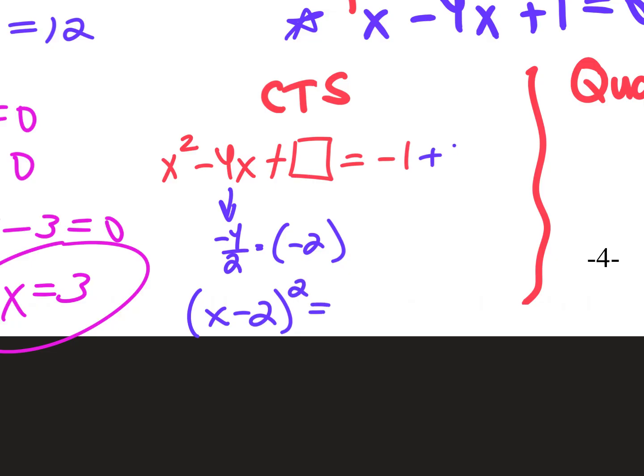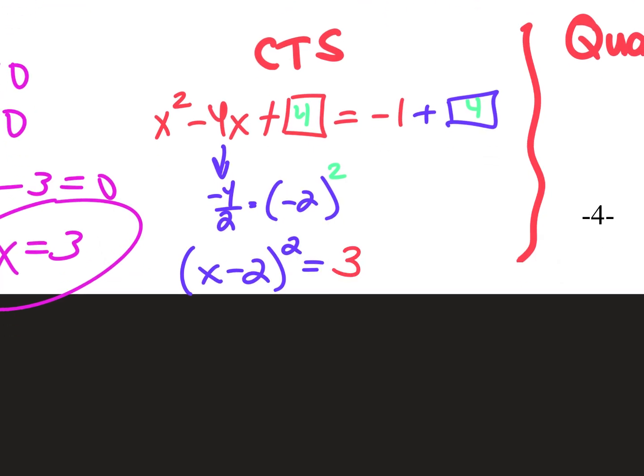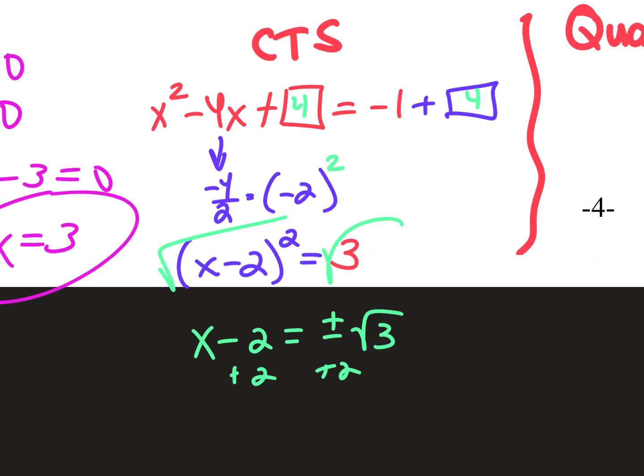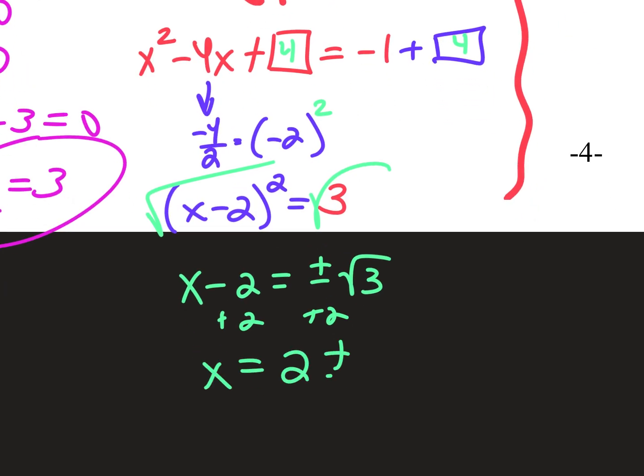Equals. How do I figure out what goes in my squares? I square this number. So negative 2 squared is 4. What you add on one side, you do on the other. What's negative 1 plus 4? 3. All right, whenever you have a binomial that is squared, how do we undo it? We take the square root. Good. So I have x minus 2 equals, what goes in front of my square root? Plus or minus. And then what's the last step I need to take in order to get x by itself? We're going to move the 2. We're going to add it to both sides. So you get x equals 2 plus or minus the square root of 3.